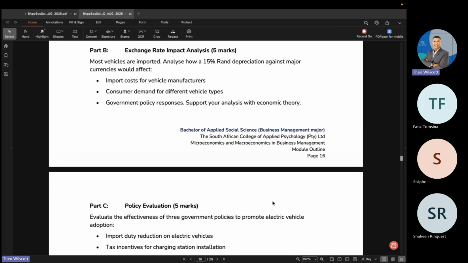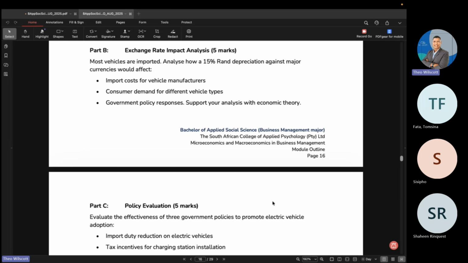So it's gone from under 15 rand. It was at 15 rand 60, 70 for the dollar, and it shot up to 16 rand 50 to a dollar. So that is what depreciation means. It means you have to use more rands to buy $1. So what does that mean for import costs for vehicle manufacturers?